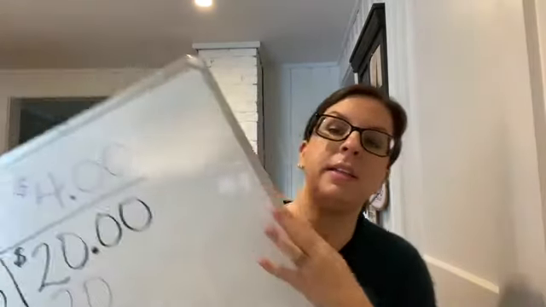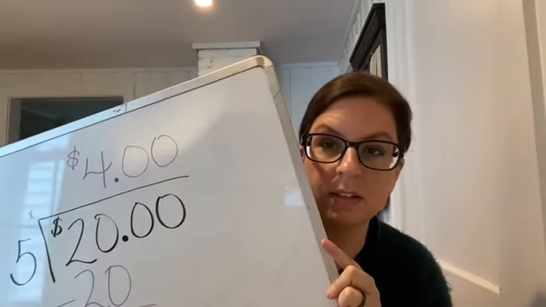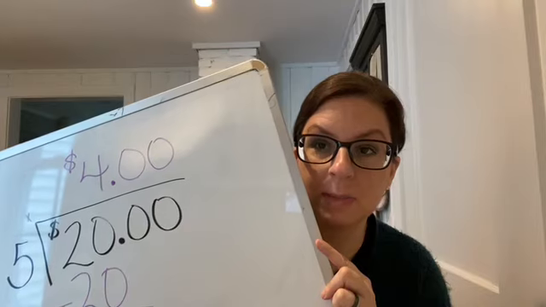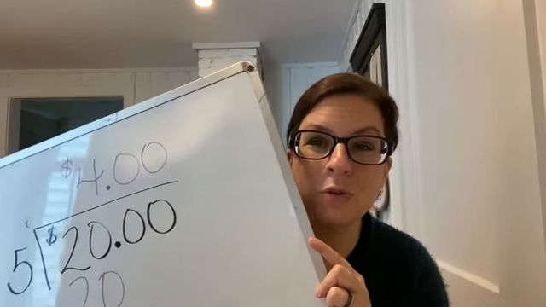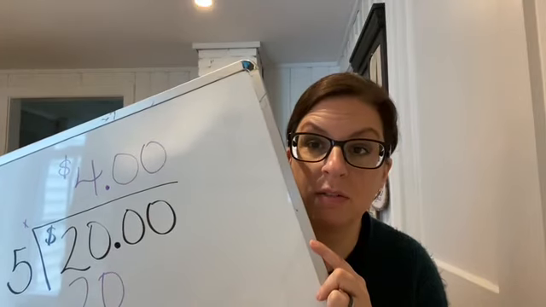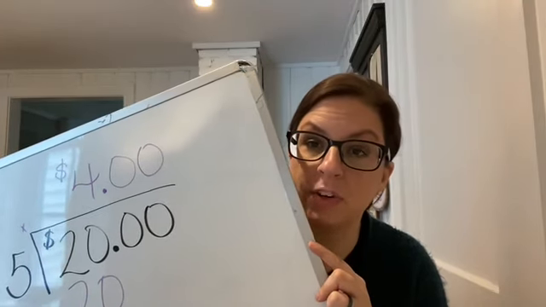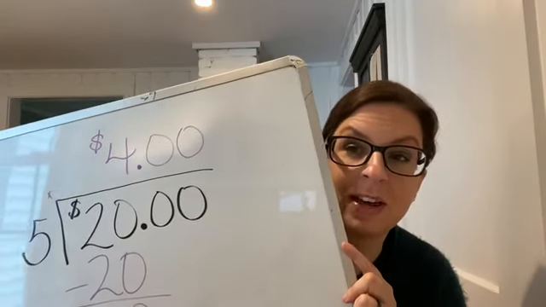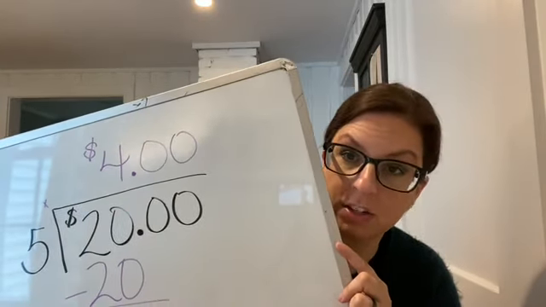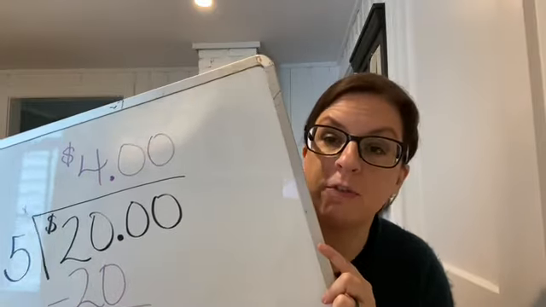So, all right, so see, the decimal point is lined up right above the decimal point underneath. Okay, when I divide money, I usually put the decimal point there right from the beginning so I don't forget. Okay, so $20 divided by 5 is $4. So each person is going to get $4.